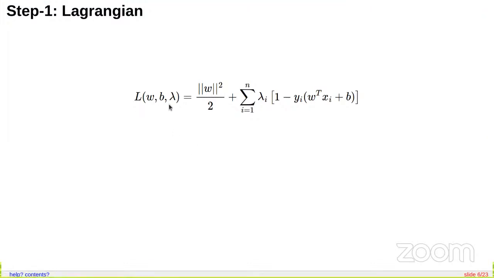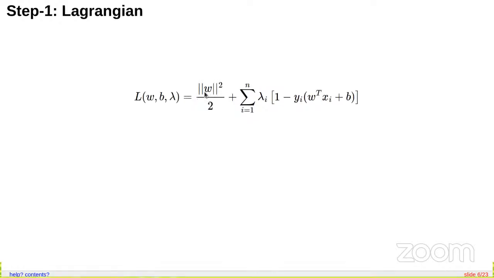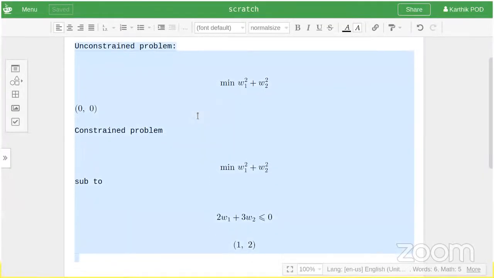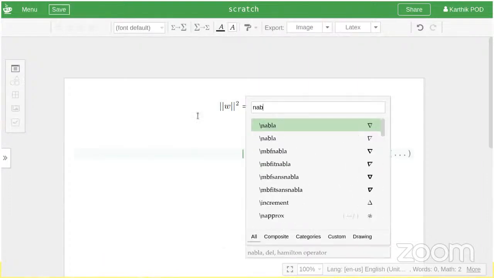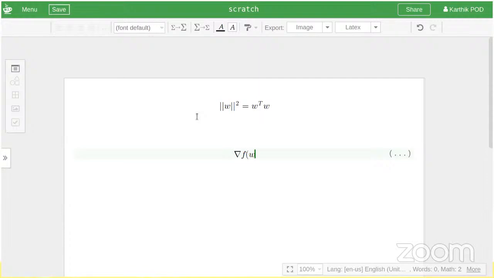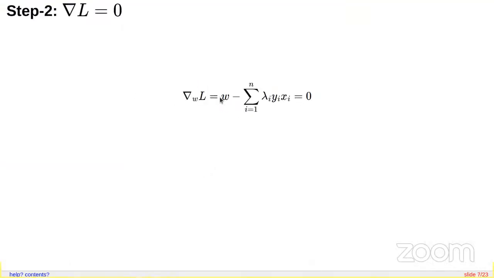Okay, right. So the first step is we'll take the gradient of L with respect to W. Do you want me to explain this? This is quite simple. Norm W squared is nothing but W transpose W, right? And if you take the gradient of that particular expression, I'm calling it f of W, you will get 2 times W. Okay, I hope this is clear to all of you. So that is how I get this W expression here.